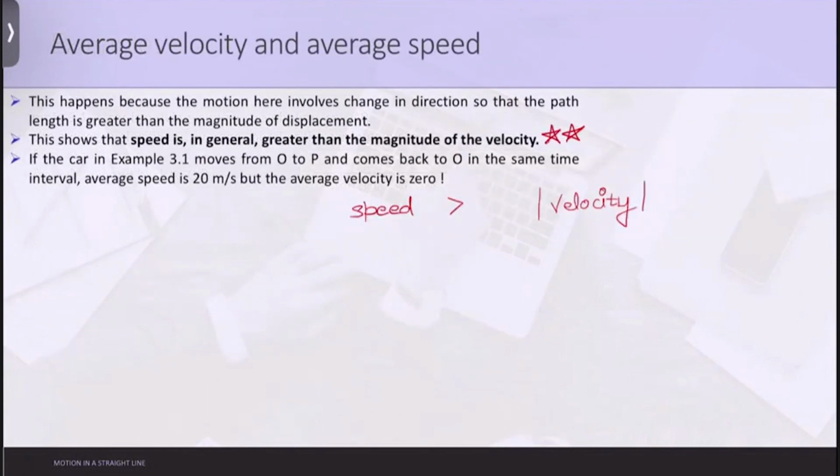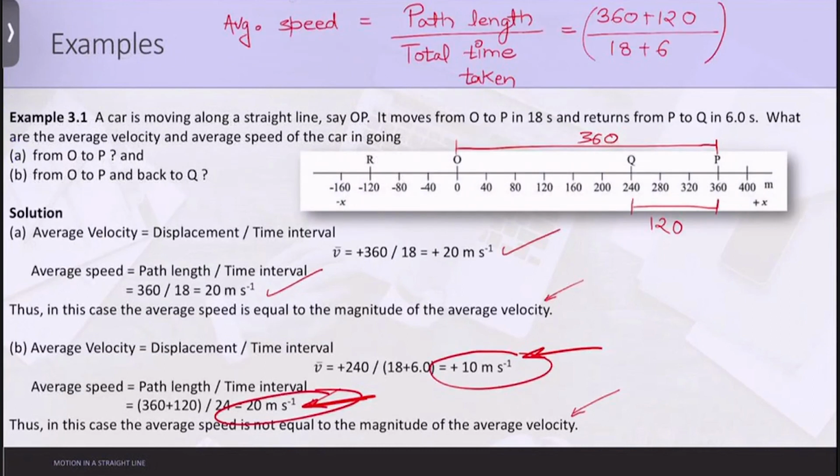Okay, so if the car in the example 3.1, the previous example only, moves from O to P and comes back to O in the same time interval, the average speed is 20 meter per second, but the average velocity is zero. Okay, how? Why will average velocity be zero? Average velocity will be zero because the displacement will be zero.